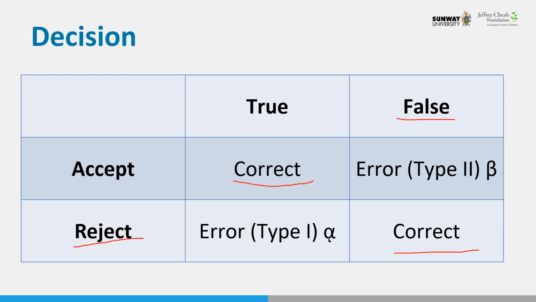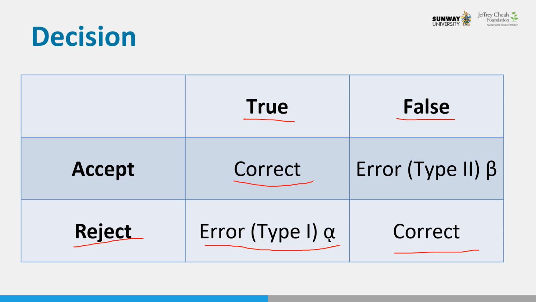Another case: for example, the statement is true, meaning an innocent person, but the judge punishes him. So this is a type 1 error. An error comes when we have a true statement, a true thing, and we are rejecting it. So this is a type 1 error. We also call it alpha error.